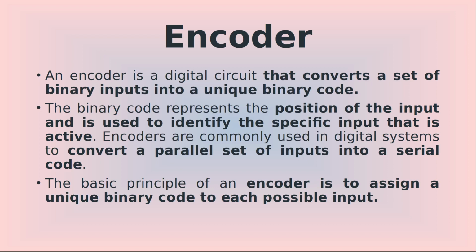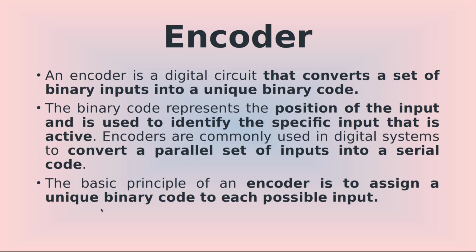Now, what is the usage of an encoder? An encoder is a kind of digital circuit. It converts a set of binary inputs into a unique binary code. The binary code represents the position of the input. It is also used to identify the specific input that is active. Only one input is active, and the remaining inputs are in the inactive state.